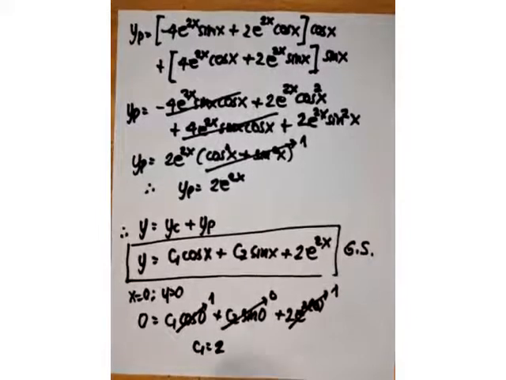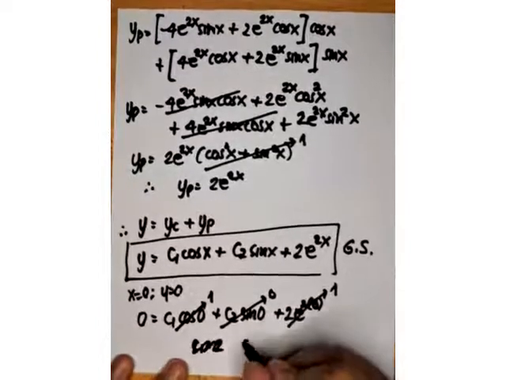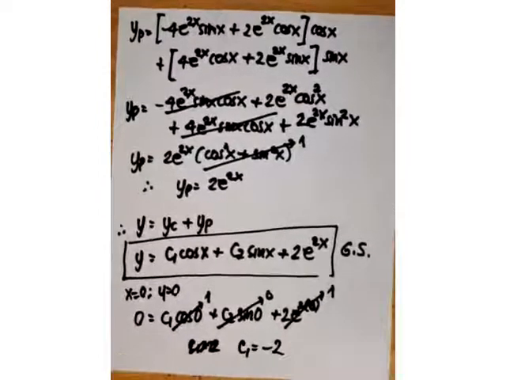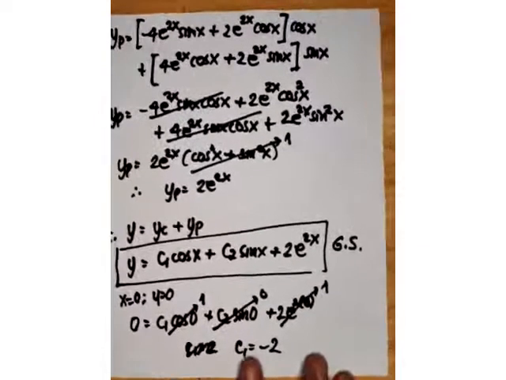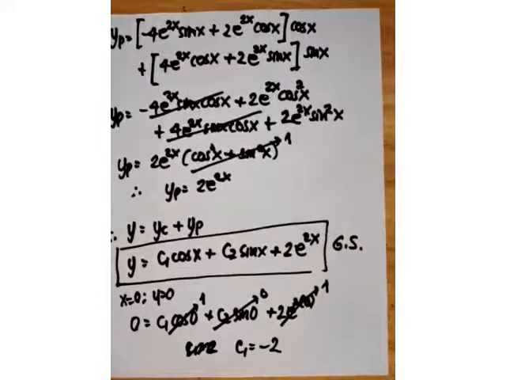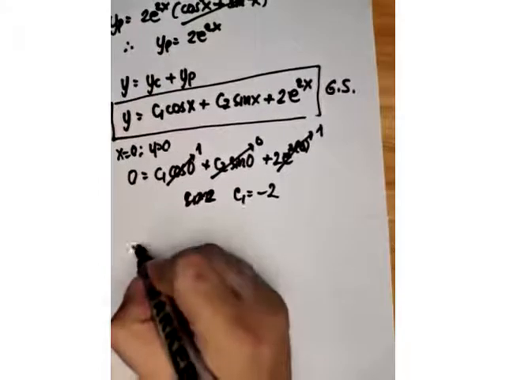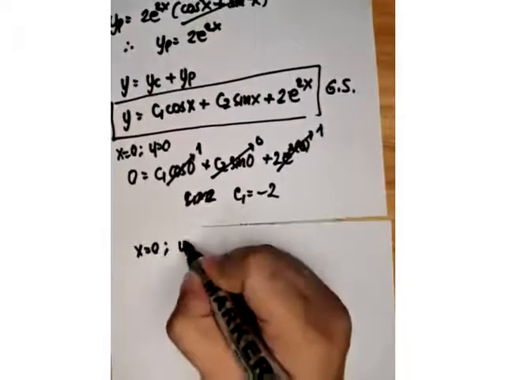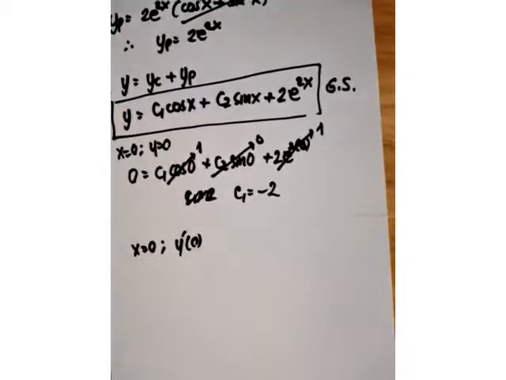C1 is equal to 2. Tama ba ako? Transpose natin, negative pala. C1 is equal to negative 2. Okay? Tama ba? Ayan. Okay. Ang next condition natin ay when x is 0, y prime is 0.